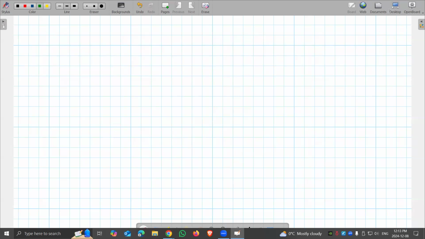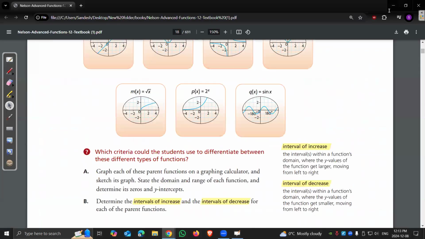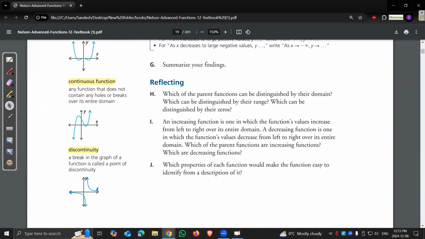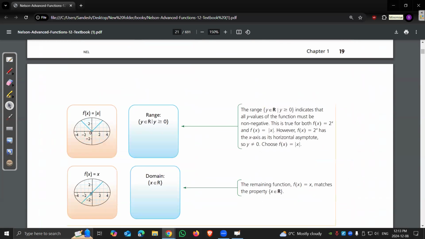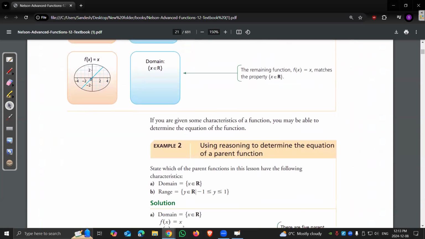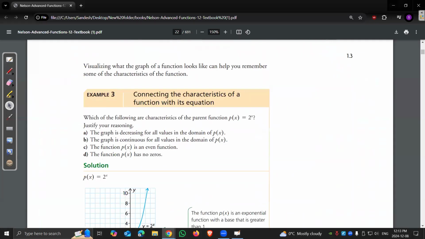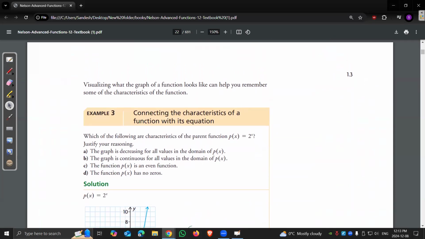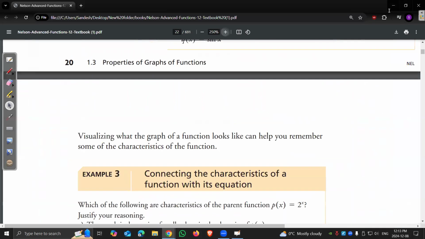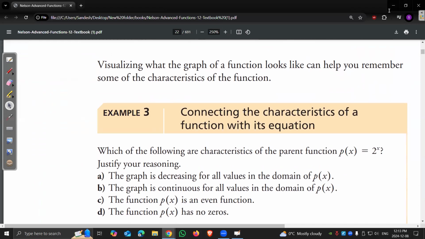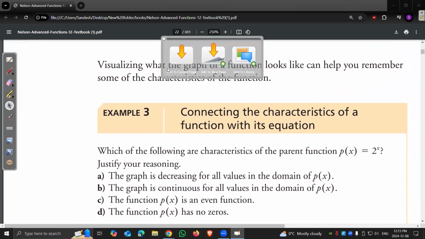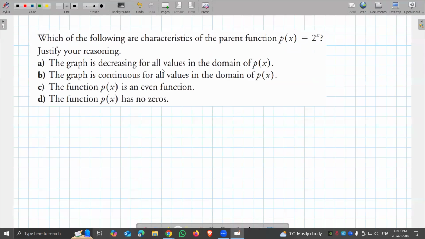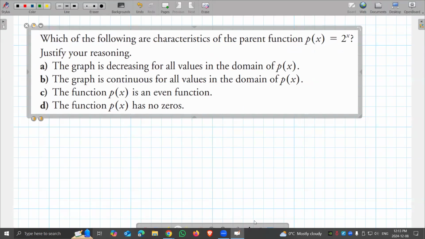So let's move away from the absolute value functions. Let's see if there's any dicey questions here. Okay, let's look at this one. So now we're exploring properties of a function. So the parent function here is 2 to the power of x.